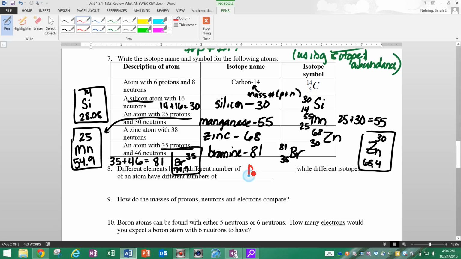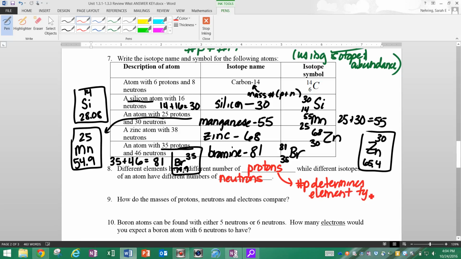of protons. Sorry, it's hard to read there because I wrote over it. And different isotopes of an atom have different numbers of neutrons. So the key thing here is that the number of protons determines the element type.